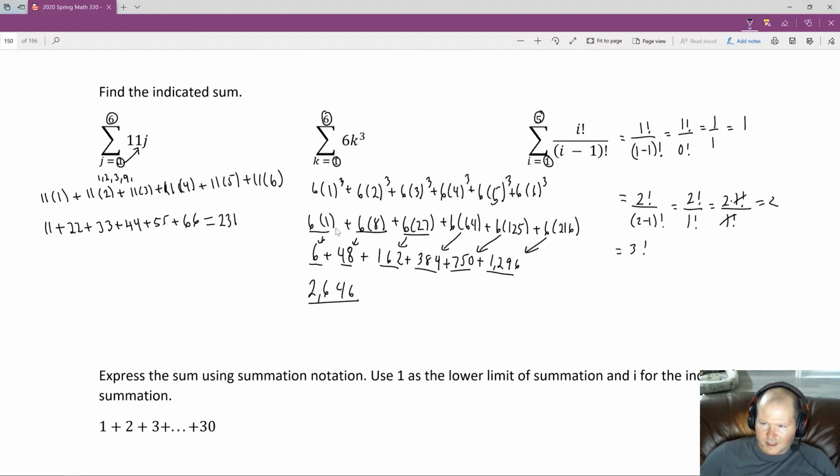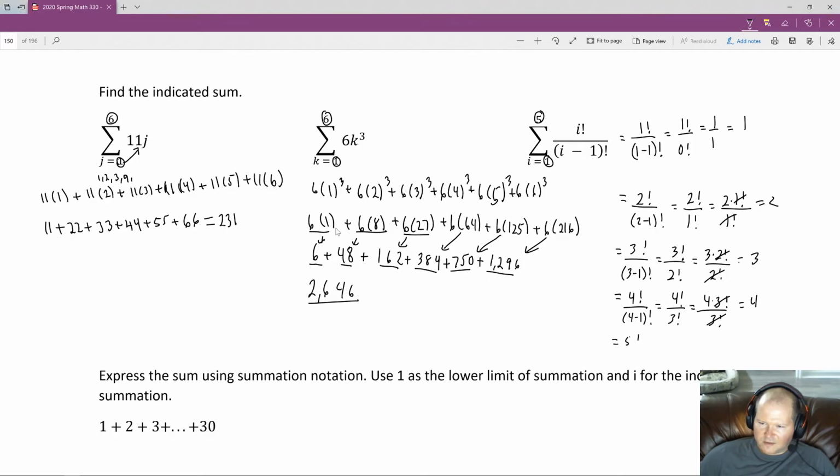Next we would do 3 factorial over 3 minus 1 factorial, which gives me 3 factorial over 2 factorial. Expand the 3 factorial until you get 3 times 2 factorial over 2 factorial. 2 factorial and 2 factorial cancel out, leaving you 3. Next one is 4 factorial over 4 minus 1 factorial, which gives me 4 factorial over 3 factorial. Expand 4 factorial to 4 times 3 factorial over 3 factorial. 3 factorial cancels out 3 factorial, leaving 4.